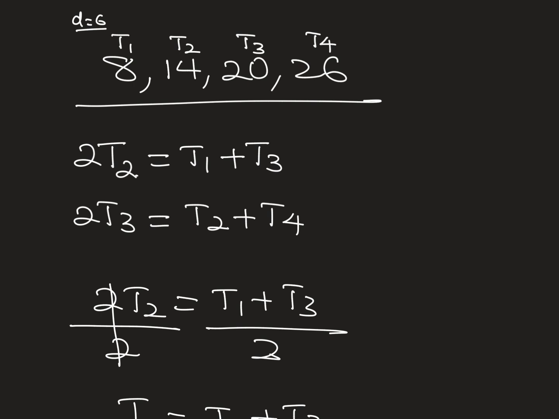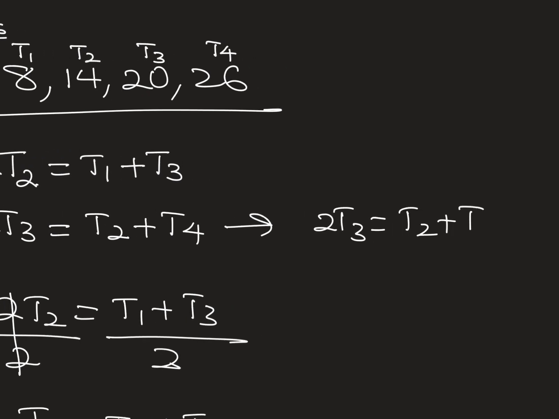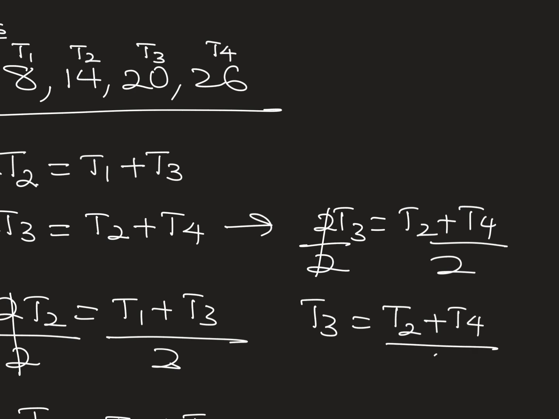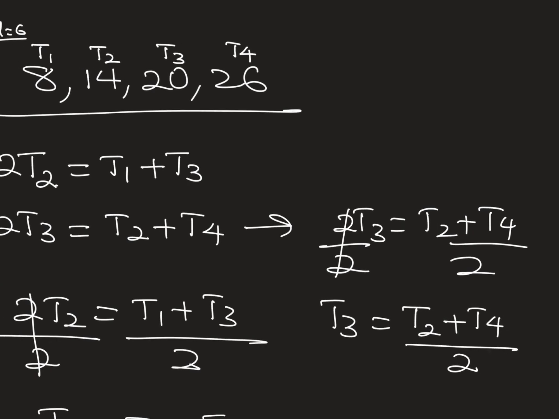If we have 2 times T3 is equal to T2 plus T4, to find T3, you divide both sides by 2. So it means T3 will be equal to the mean of T2 and T4. That is T2 plus T4 over 2. So just try to see whether you will have that. T2 is 14 plus T4 is 26. That will be 40. Divide by 2, you will have 20. So you see that? We're going to use the concept of arithmetic mean to be able to get the answer in this question.